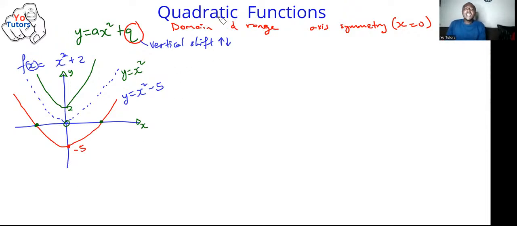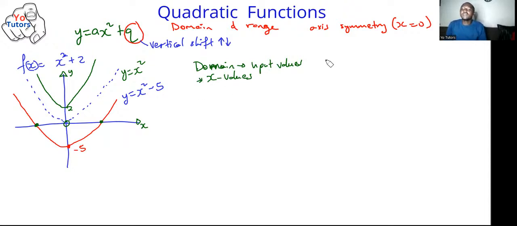Now, let's come back again to what we call the domain and range. Let's understand domain and range. Remember what we said in lesson 1 when you're doing linear functions. We know that domain, these are input values. But input values of what? X values. So domain has to do with x values.